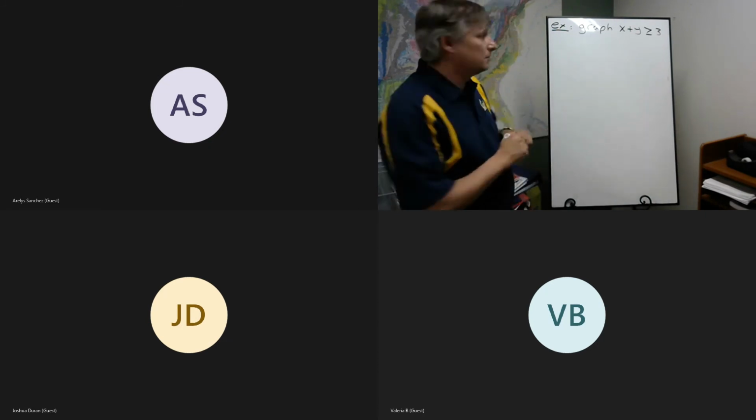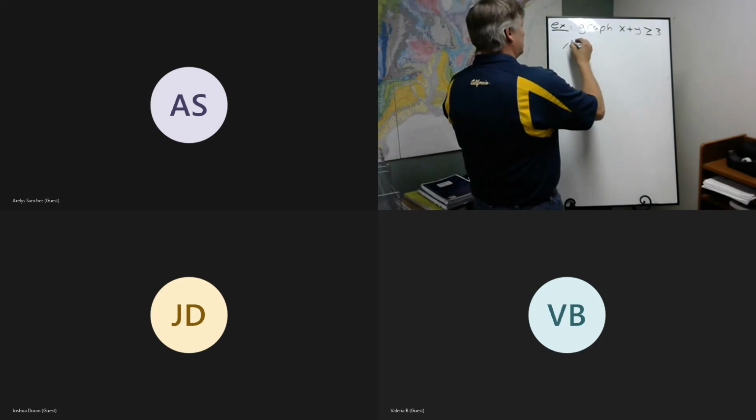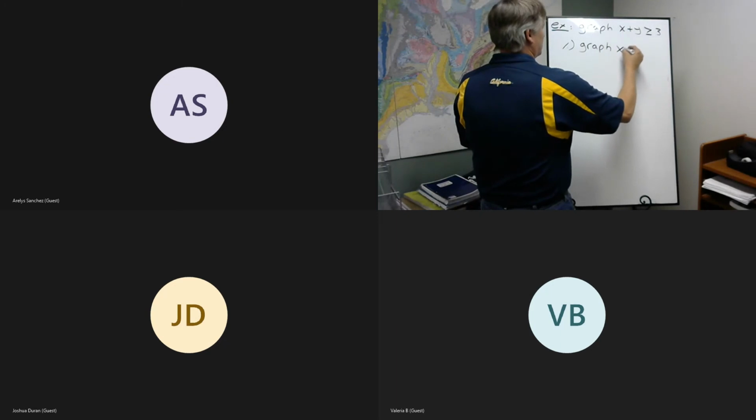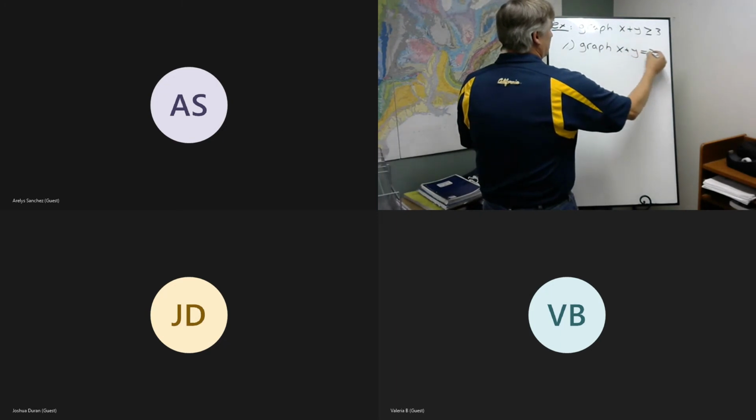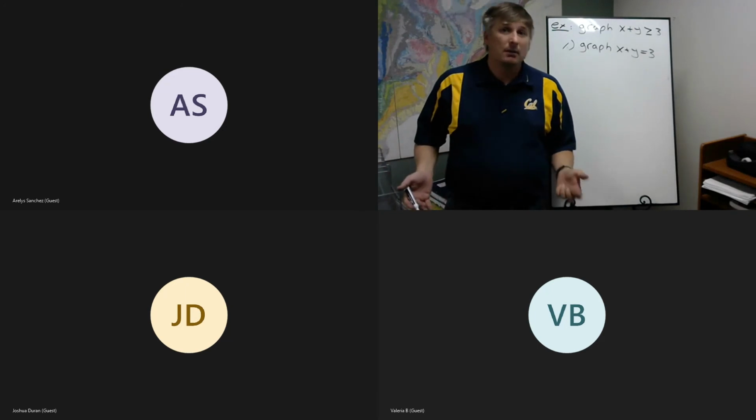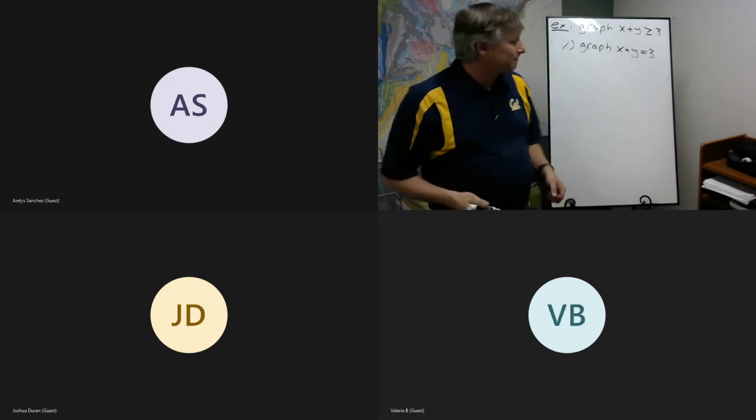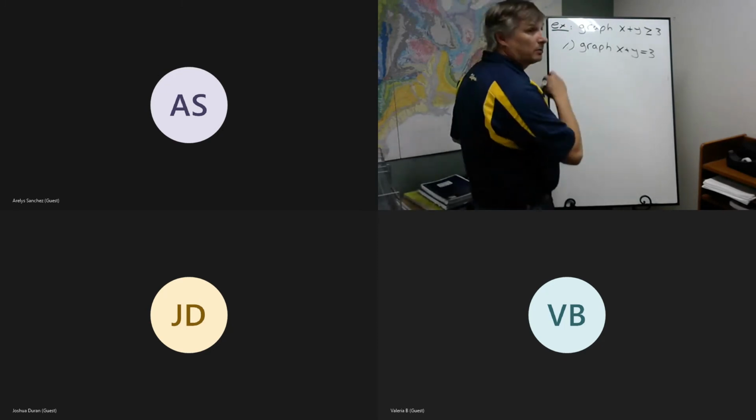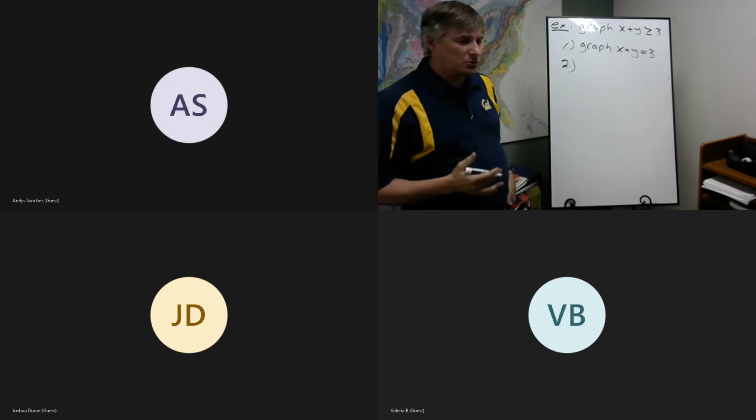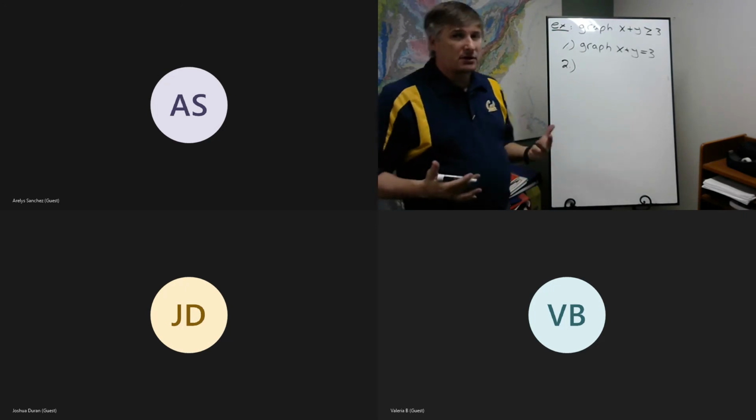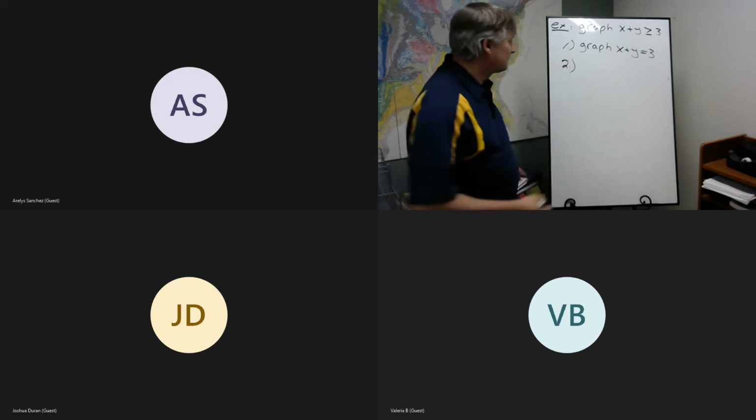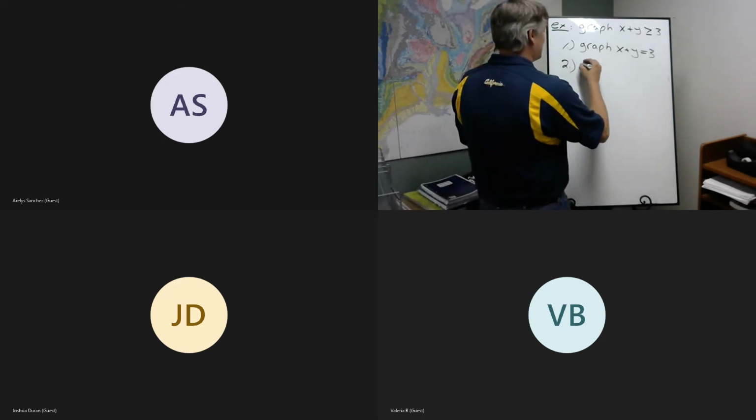So the first thing we want to do, number one, graph this as if there was no inequality, but there's an equal sign instead. So that's what we'll do first. And then there's two ways of actually determining what part of the Cartesian plane is our answer. And I'm going to go with this method first. Solve for y.